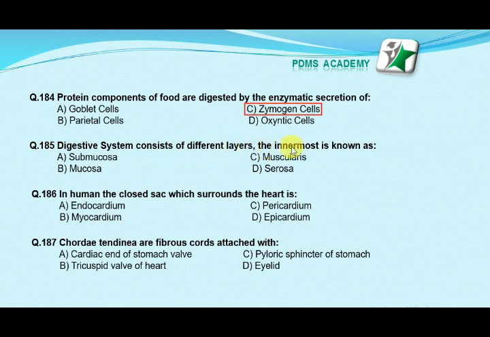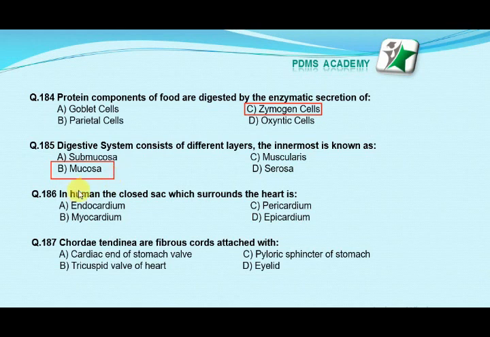Our next MCQ is: the digestive system consists of different layers. The innermost is known as option A, submucosa. Option B, mucosa. Option C, muscularis. Option D, serosa. Our correct answer is B, mucosa.